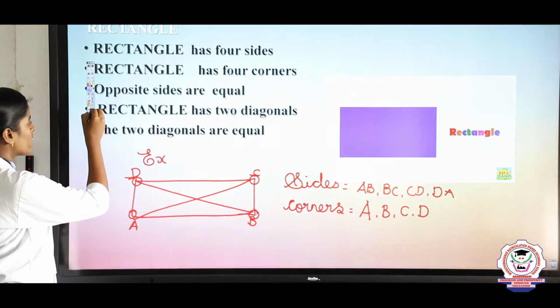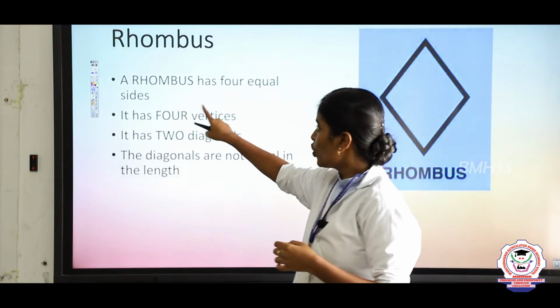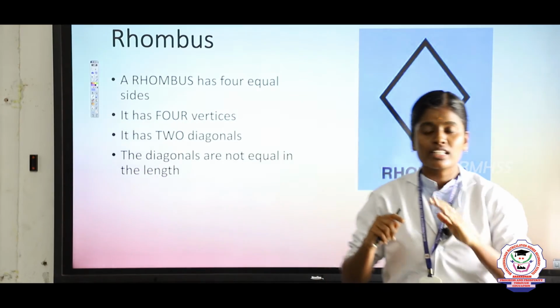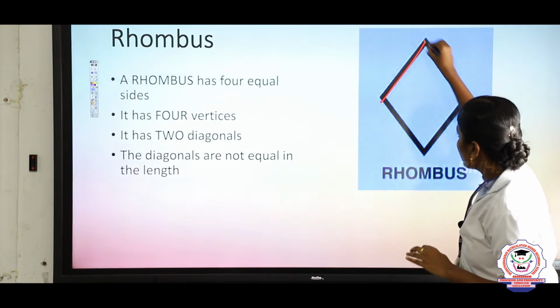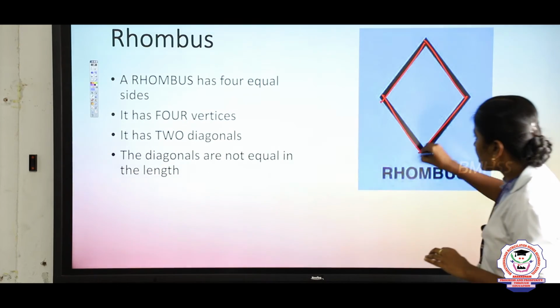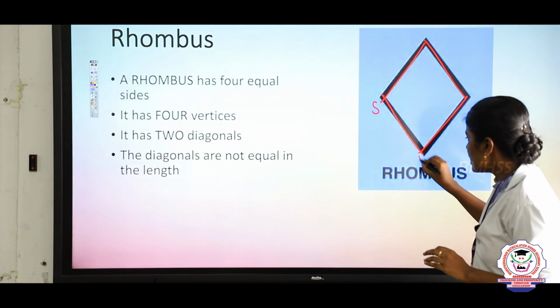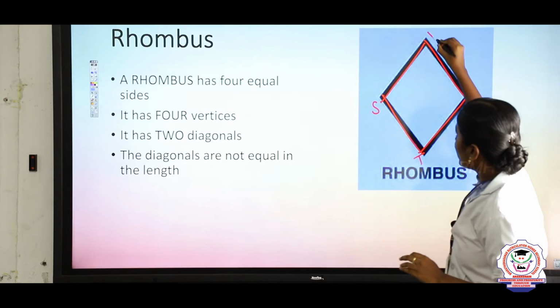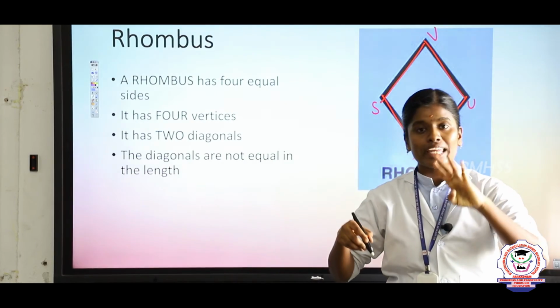Next, the next topic is a rhombus. So what is meant by a rhombus? A rhombus has four equal sides. A rhombus has how many equal sides? Totally four equal sides. Okay, now we are going to keep the names S, T, U, V. A rhombus has four equal sides.